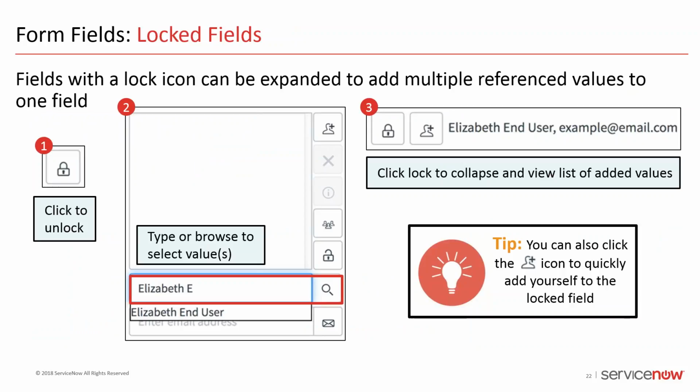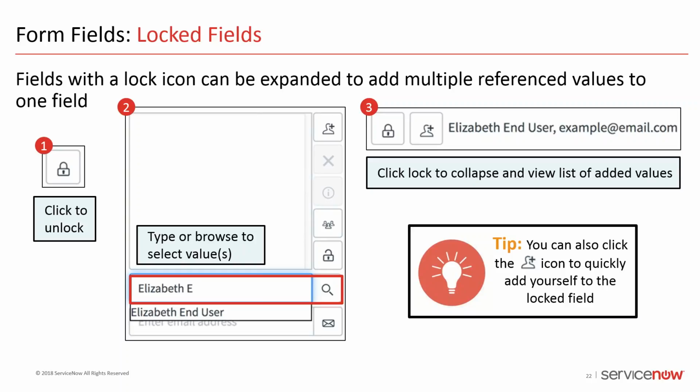Certain reference fields allow you to add more than one value to the field. These fields are identified by a lock icon, which indicates that you can expand the field and add one or more values, and collapse the field with your newly added values. Click the lock icon to expand the field.